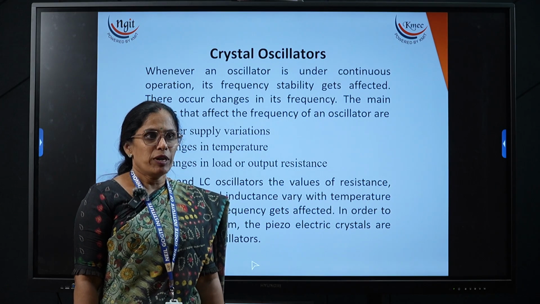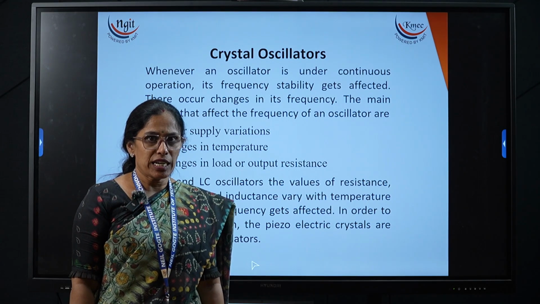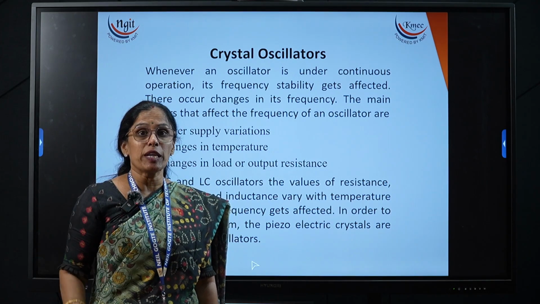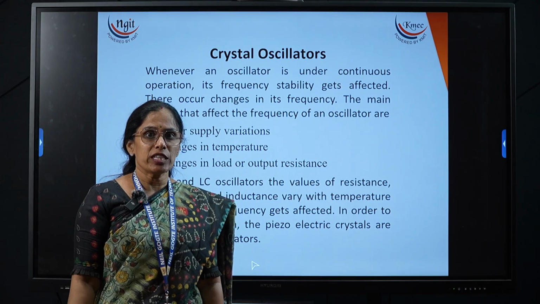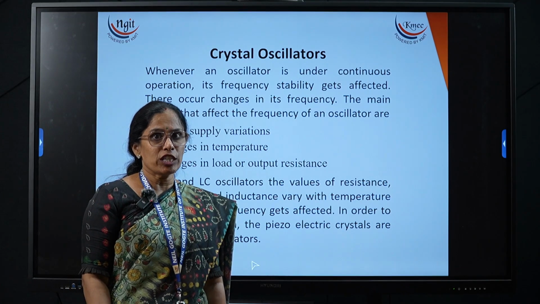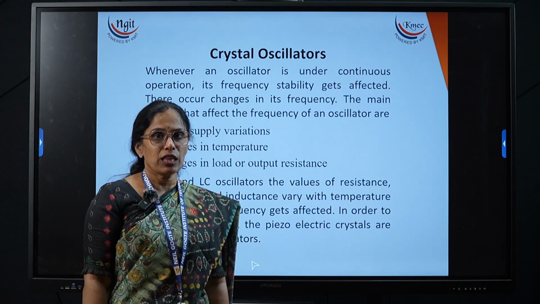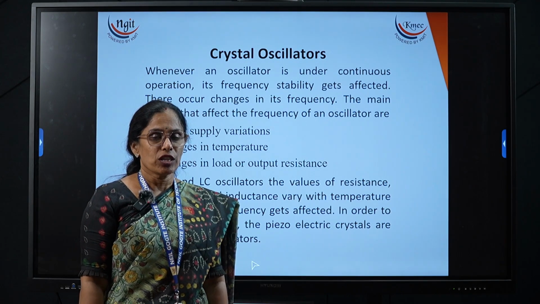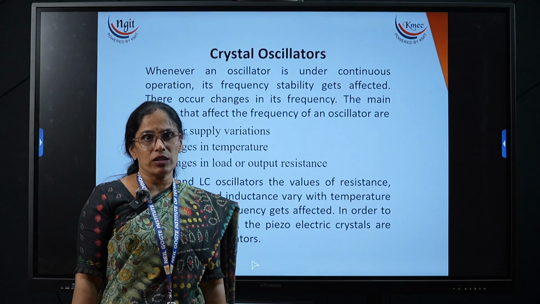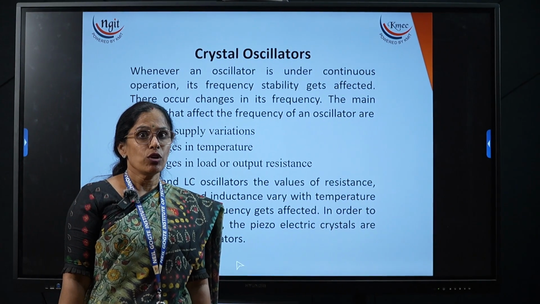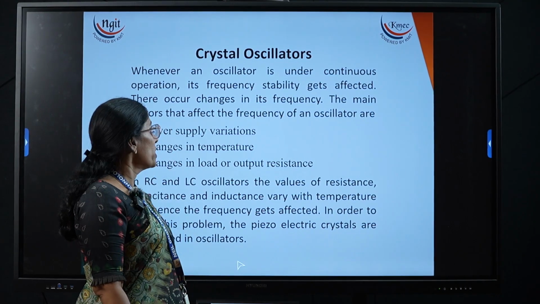But now if we see the LC and RC oscillators, these values will vary depending upon the temperature, and the output frequency also varies. If the input voltage fluctuates or if the temperature varies, then the output frequency may change. So if we want a constant, more stable output frequency, then we need to use crystals. Now what is a crystal?